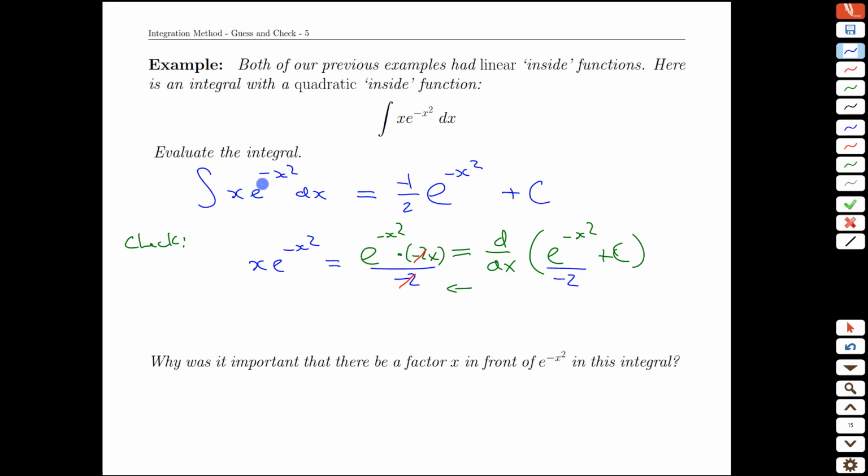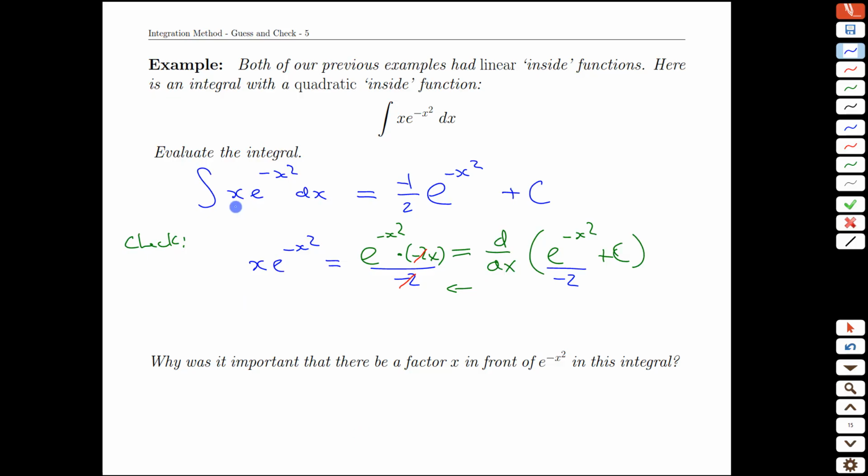That means if we integrate x e to the negative x squared, we actually get something a little bit simpler, just the exponential by itself with a little coefficient out front. And we know that's correct because when we differentiate this, we get exactly back to the function that we started with. Now it turns out that it's crucial that we have this x here.